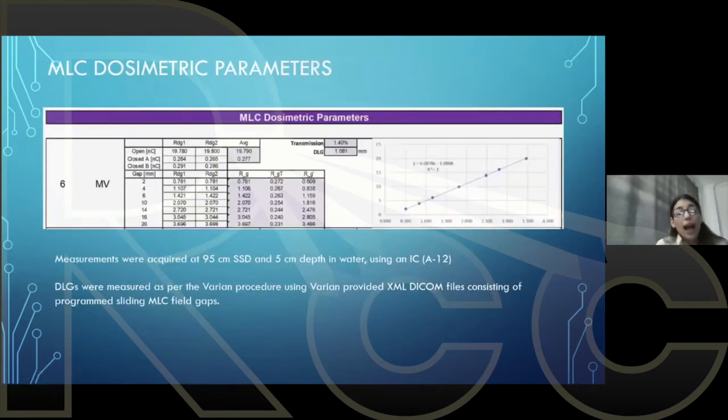So for our measurements, we use the DLG procedure according to Varian, and Varian provides you with XML DICOM files, and everything is programmed in these files. So our measurements were acquired at 95 cm SSD and 5 cm depth in water, and we use an ion chamber. We use the A12.